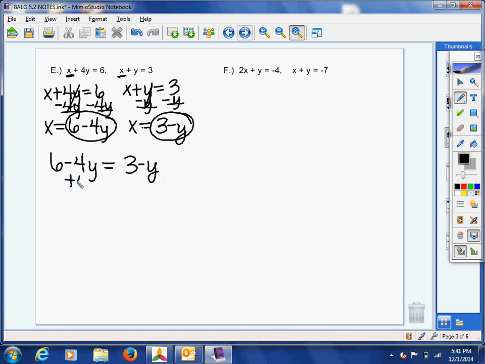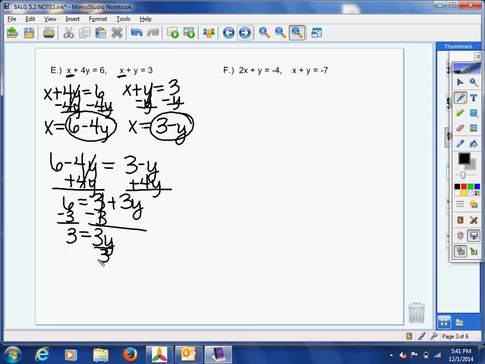So let's add 4y to each side. Okay, and I've got 6 equals 3 plus 3y. And then let's take away 3 from each side. And I've got 3 equals 3y. Divide each side by 3. So y is 1. So again, I found the y first. That doesn't mean that number comes first in the point. I just found it first.